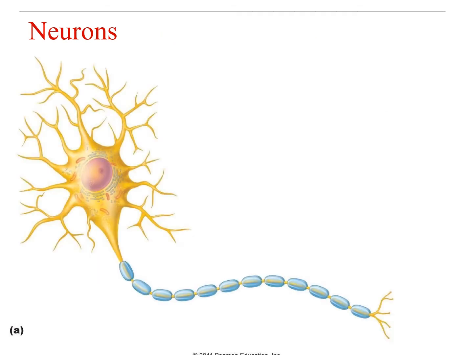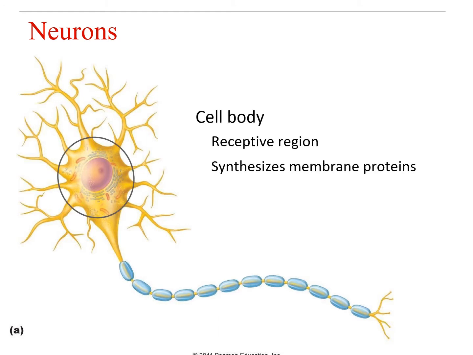Okay, so the next thing we're going to do is take a look at neurons, and we're going to see different parts of this neuron that I want you to know and understand for the test. So the first portion here is the cell body. This is a receptive region. One thing that I want you to remember back to is the motor end plate on a skeletal muscle cell. The motor end plate was the portion of the skeletal muscle cell that received information from the nervous system.